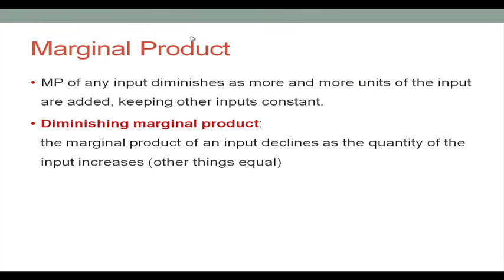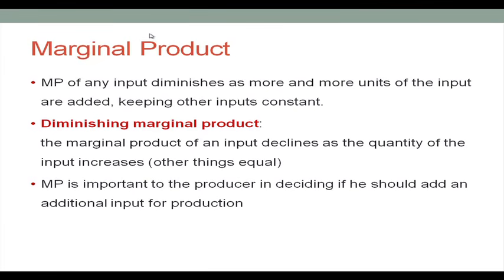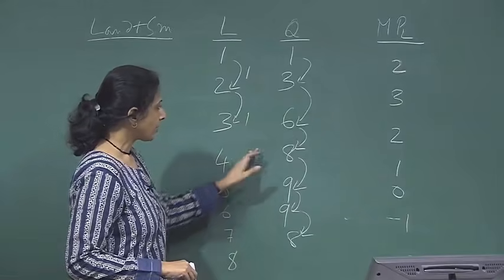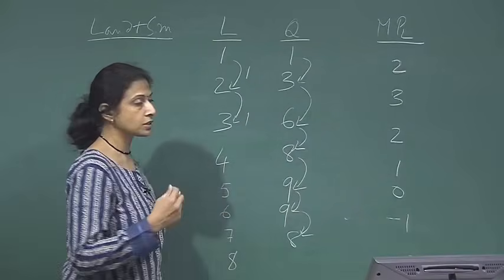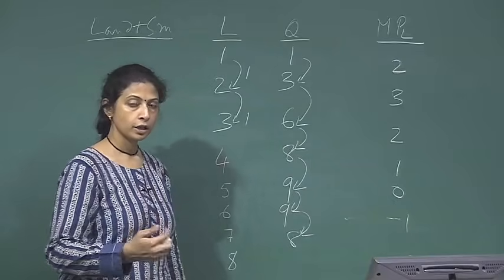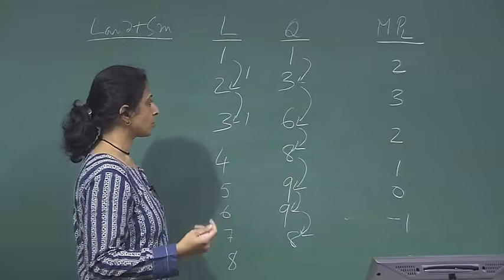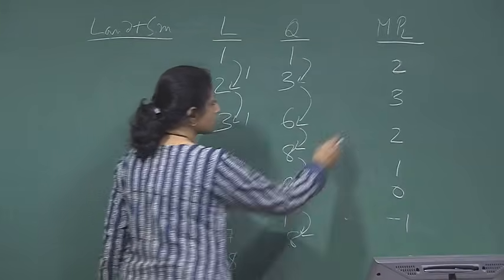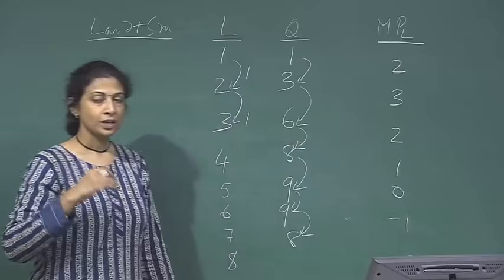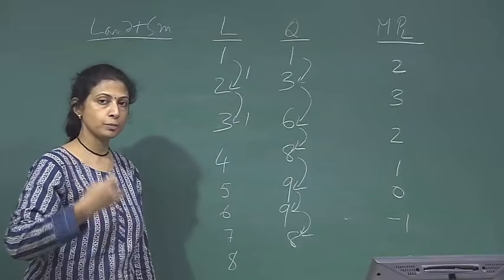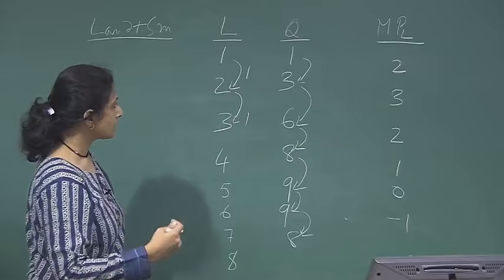Diminishing marginal product means the marginal product of an input declines as the quantity of the input increases, other things equal. So MP is very important to the producer in deciding if he should add an additional input for production. You can figure out from here that a person who is deciding how many units of labor to hire to produce the output is going to look at the marginal product. He is basically going to think at the margin. He is a rational person.